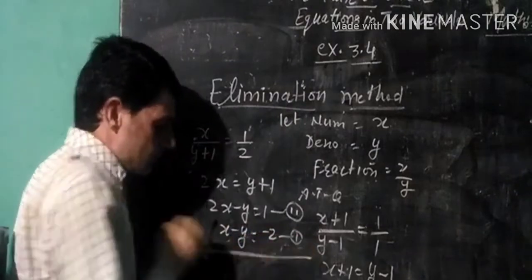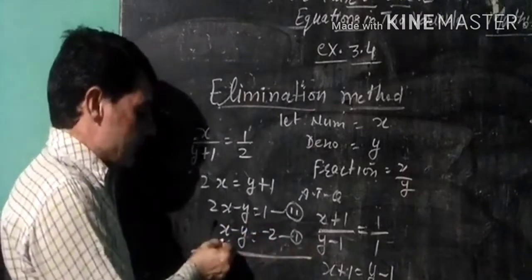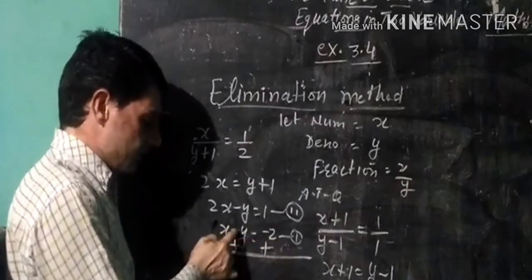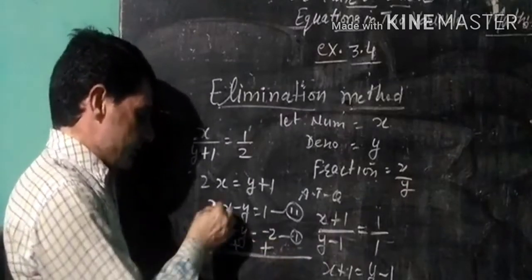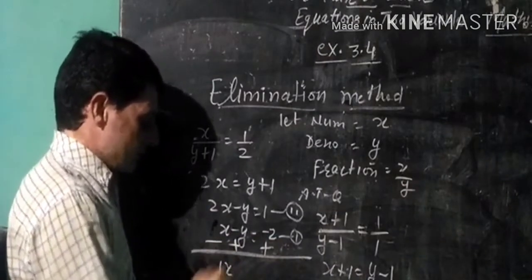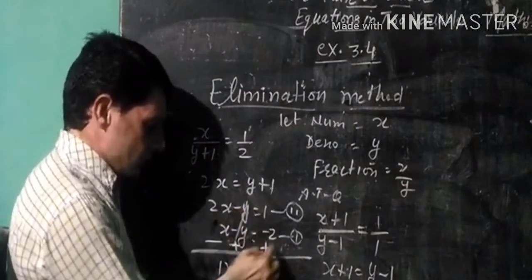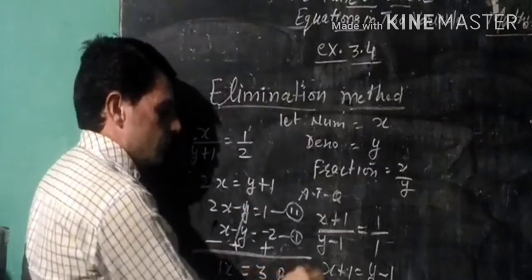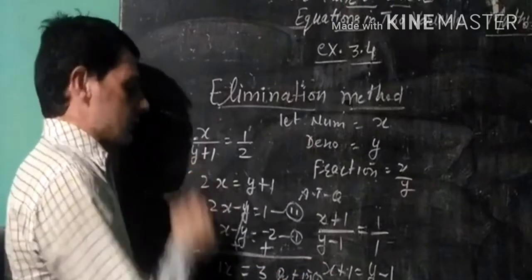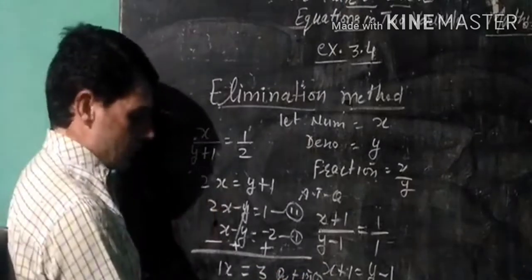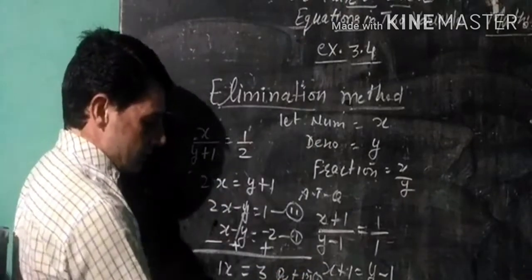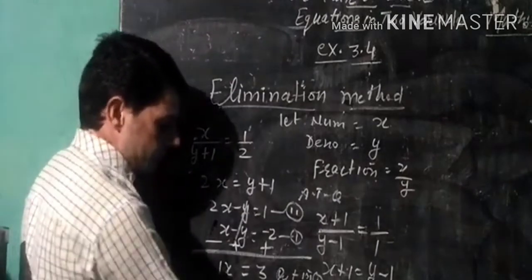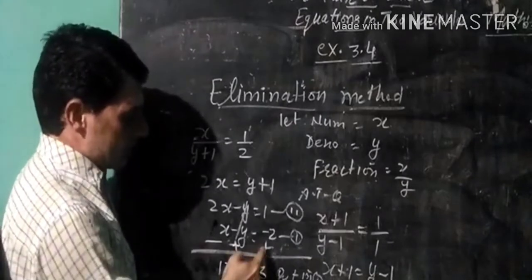This is the first. What was the step? I need to subtract, because minus will change into plus, minus into plus, plus into minus. So this will become 1x. This is cancelled. Is equal to 3. So x is equal to 3. Put it in the first equation. If I put this in the first, what will I get? 1 minus y is equal to minus 2. So minus y is equal to minus 2, and this will be minus 1. The value of x came out as 3 from here.